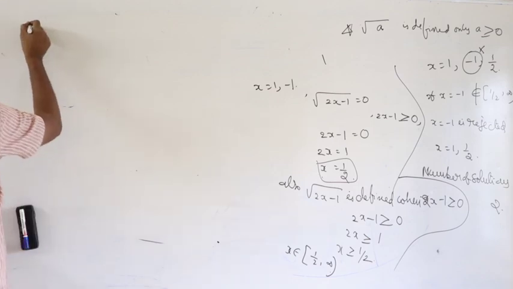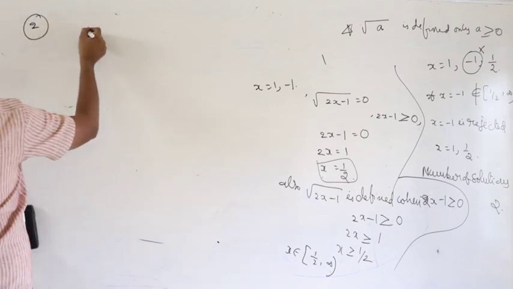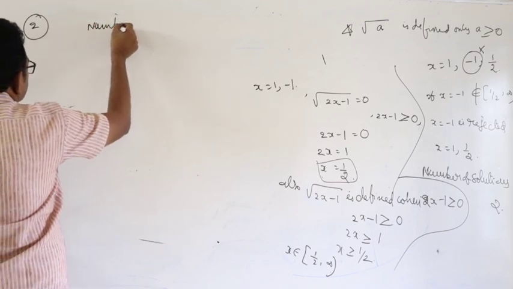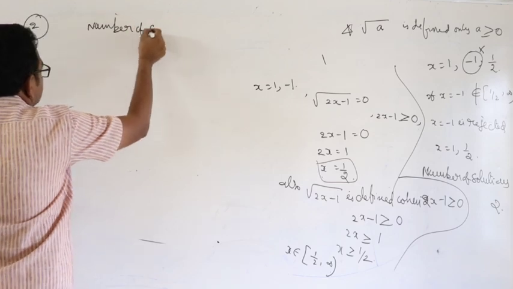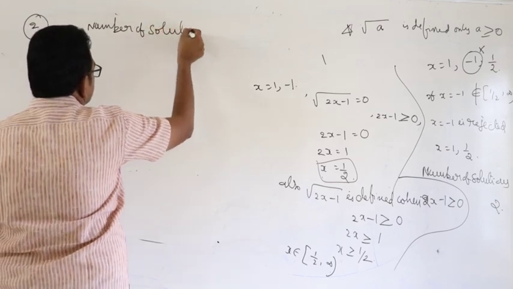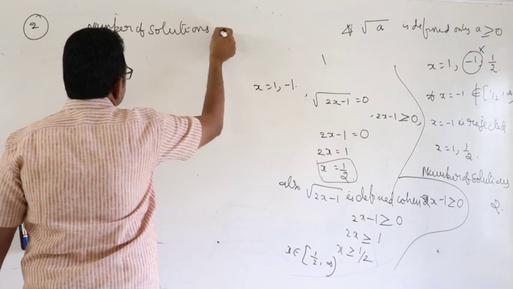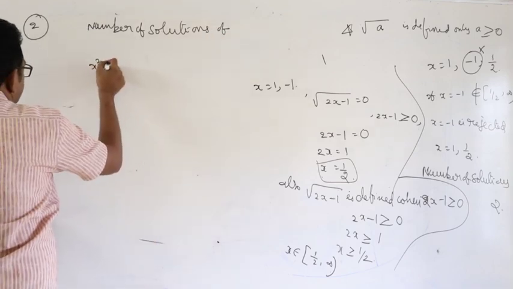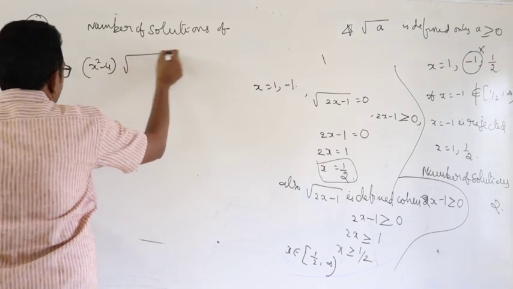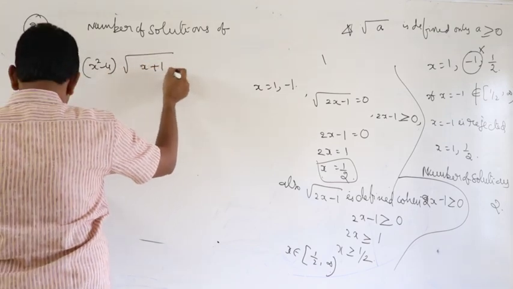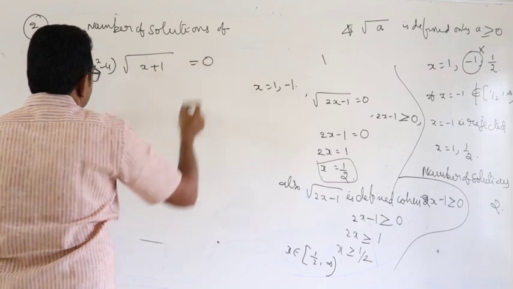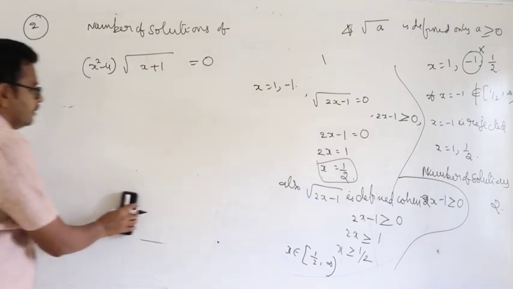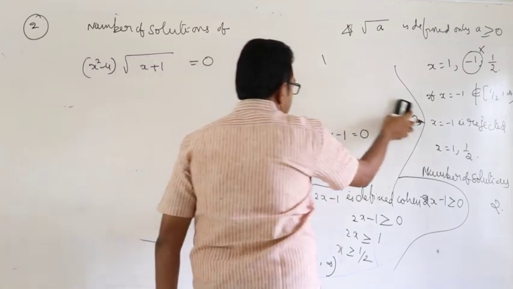In the same way, you try one problem. The number of solutions of x square minus 4 into root of x plus 1 is equal to 0. Number of solutions.